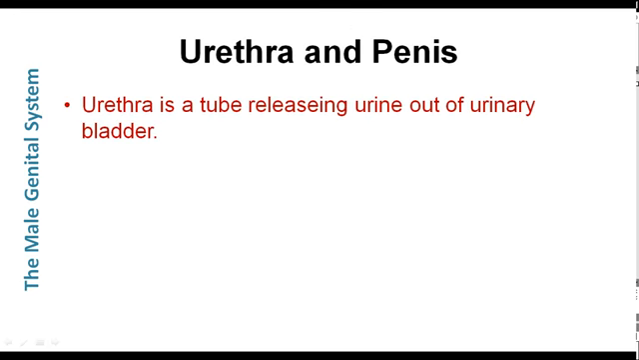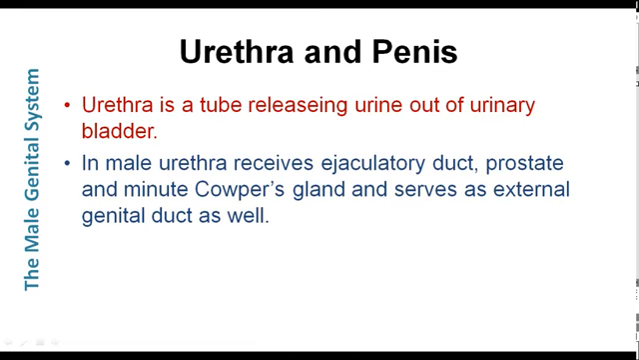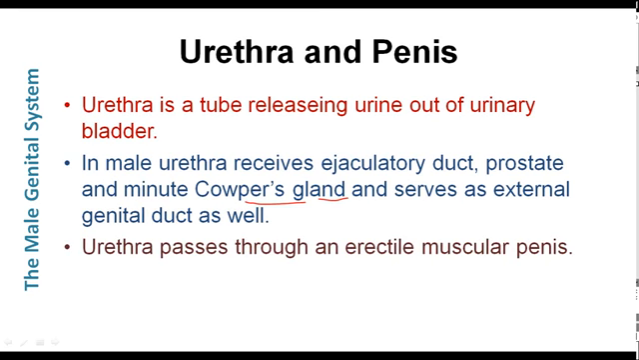Now the urethra passes through the penis. In the wall of the urethra there are many small Cowper's glands or bulbourethral glands. They secrete a small amount of albumin that just acts as a lubricant. It is not important for fertility of the male.